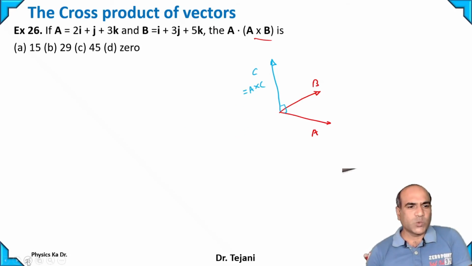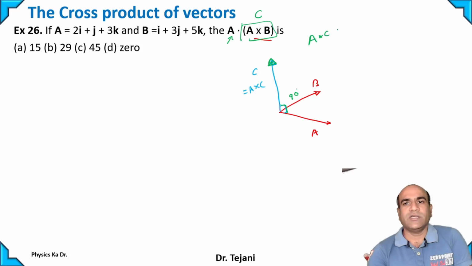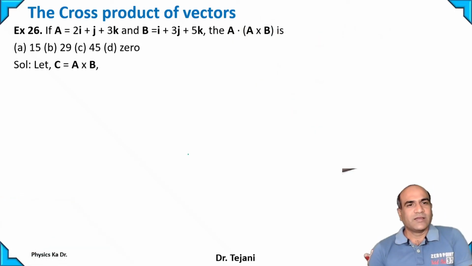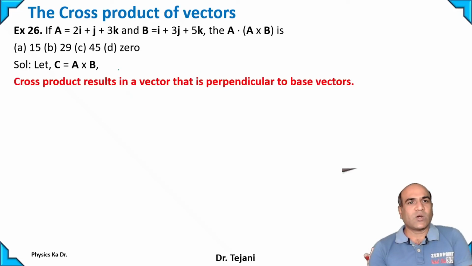And if you see this question, it is asked that this A cross B, we assume that it is C, and that is C showing here. So A dot C. Both are having 90 degree, and we know the orthogonal property, so it is having cos 90 degree, and therefore A dot C becomes 0. No calculation is required for such kind of equations whenever you see. So the cross product resultant vector is perpendicular to the base vectors.